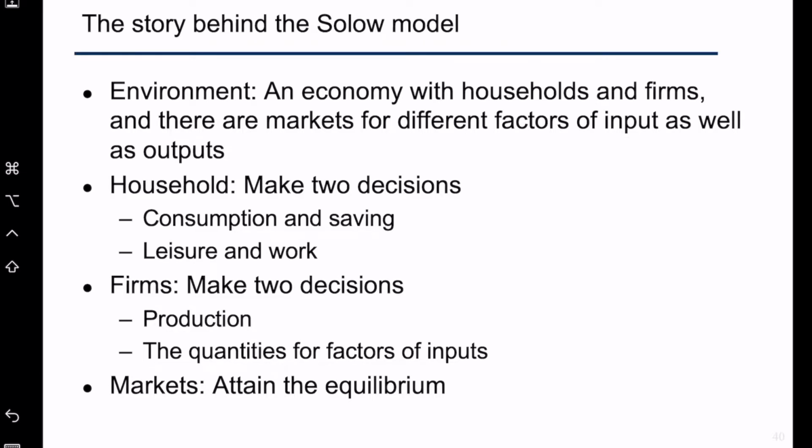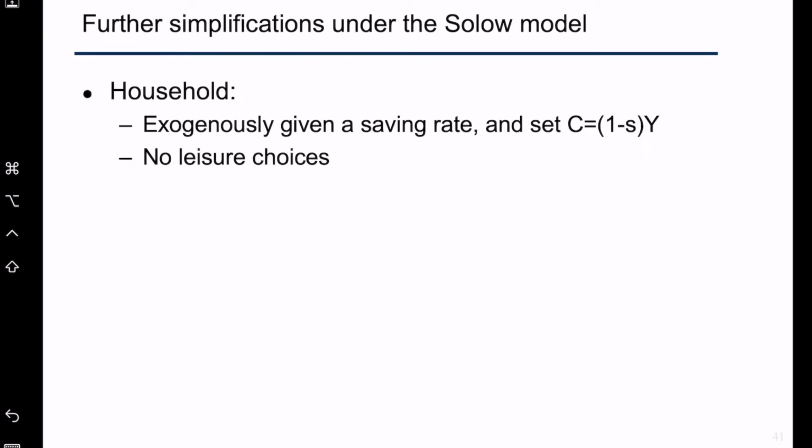But because the Solow model is a very simple version of the model, we make further simplifications for setting up the Solow model. For the household, we simplify the scenario by assuming that the household is exogenously given a saving rate such that the total consumption C is equal to a portion of the income they receive. The Y here can be the income, and can also be the output, because when the economy produces goods, that will be the output. Then the output will be sold, and all the value of the goods sold will be distributed to all the factors of input.